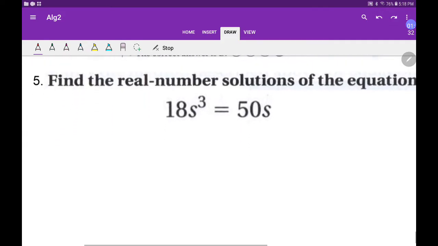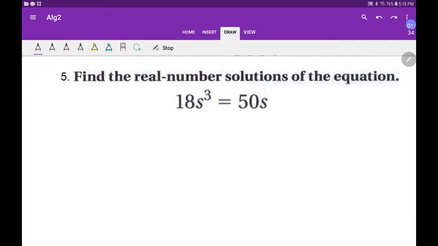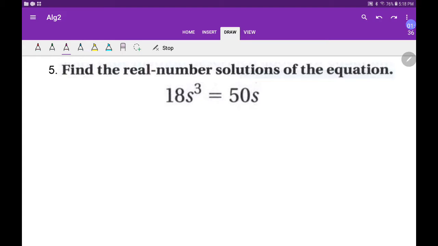Okay, so let's go ahead and find the real number solutions of the equation. Basically, it boils down to factoring. We're going to factor this thing as much as we can. It'd be nice to have everything on the same side to begin with. So we're going to do that. We're going to say 18s to the 3rd minus 50s, and we're equal to 0 now.